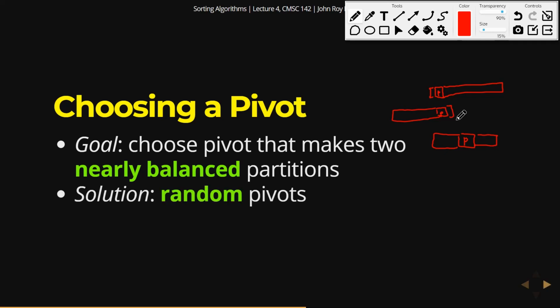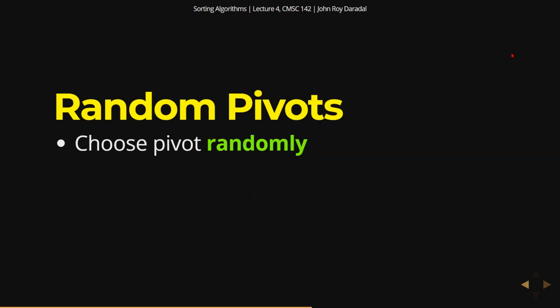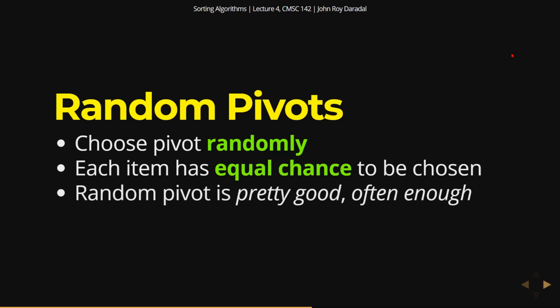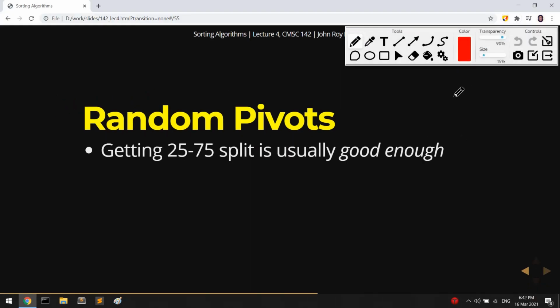To do this, we'll actually use random pivots. We'll choose randomly from the items, and if we choose the pivot randomly, each item has an equal chance to be chosen, and the random pivot is pretty good often enough. Because you don't really need a 50-50 split. Getting around a 25 to 75 split is usually good enough. So even if it's around this range, like 25 and 75, although it seems fairly imbalanced, it usually gives a good enough running time.